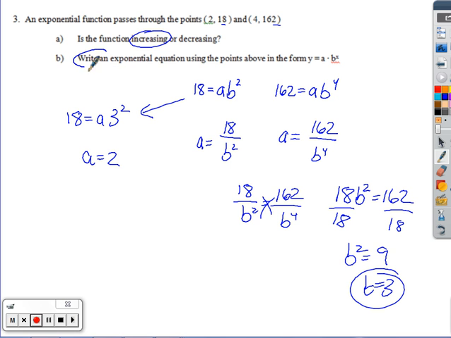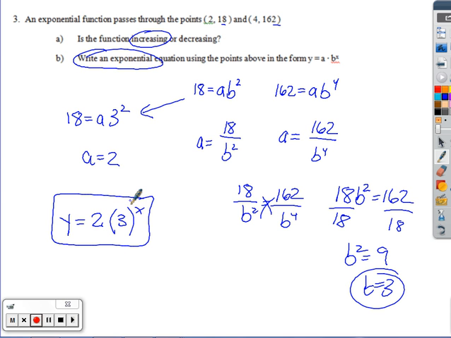Don't forget, the original instructions were to write the exponential equation. So your answer is not correct until you've actually written 2 times 3 to the x power. Once you do that, you can always plug this equation into y equals, go to your table, and see if your 2 points show up. If they don't, then obviously you made a mistake somewhere.